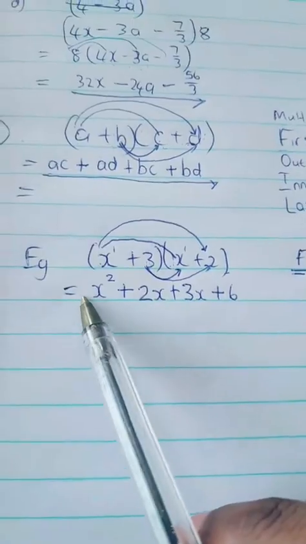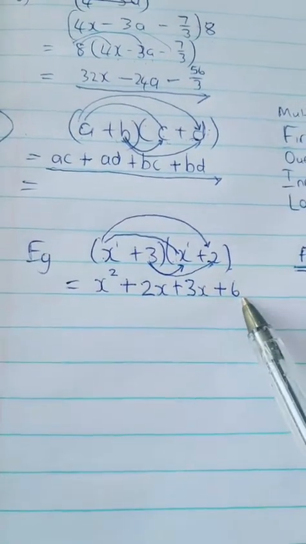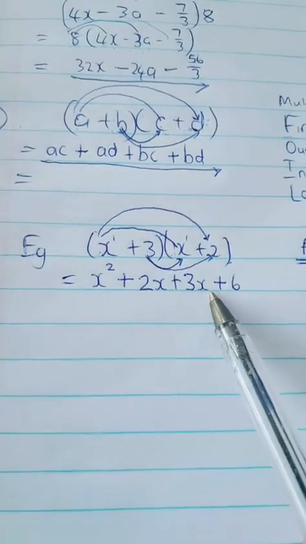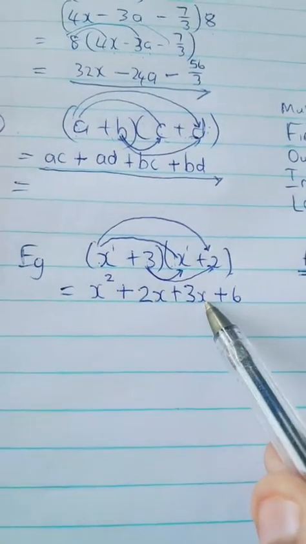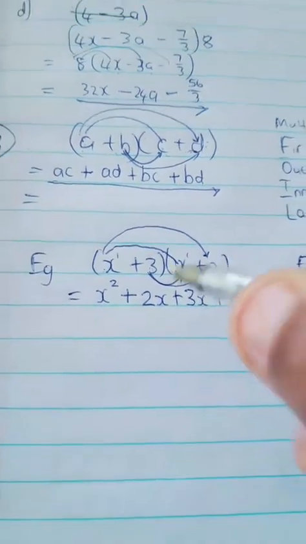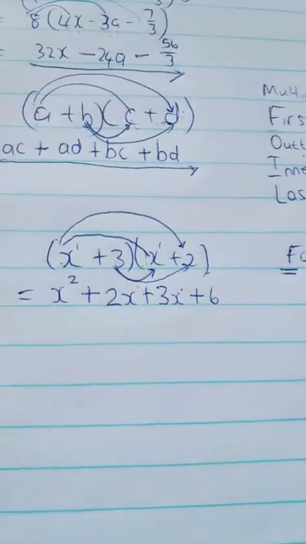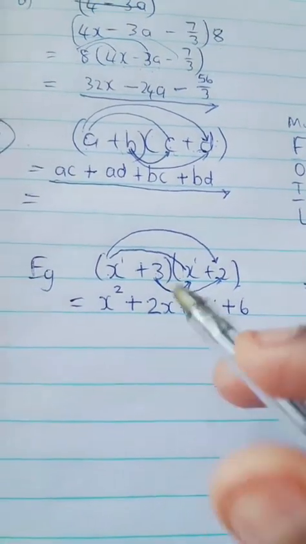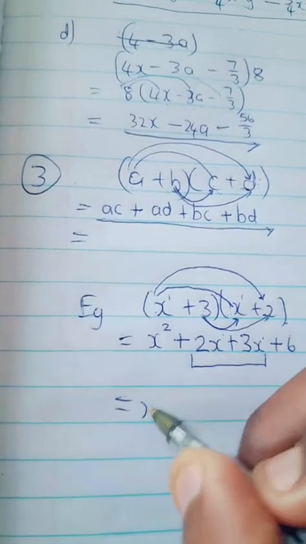Then we inspect our terms. We've got 1, 2, 3, 4 terms. The 2 middle terms are like terms. Why? Because the variables are the same. The exponents are both 1, so therefore we can add or subtract the 2 middle terms. These are like terms. So let's go ahead and finish off this answer.